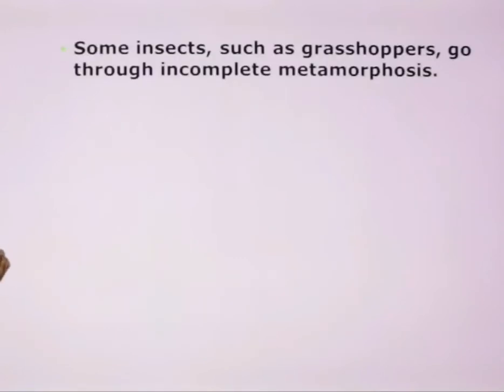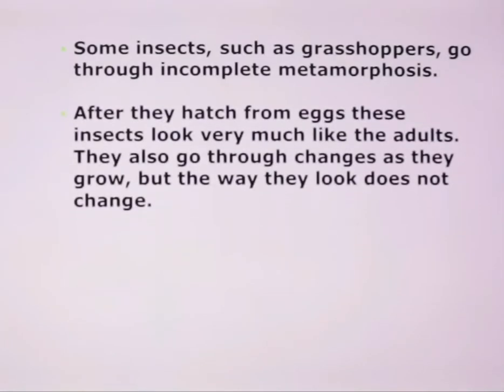Some insects, such as grasshoppers, go through incomplete metamorphosis. Incomplete is the opposite of complete. After they hatch from eggs, these insects look very much like the adults. So step 1, egg. When these insects hatch from eggs, these baby insects look just like their parents.